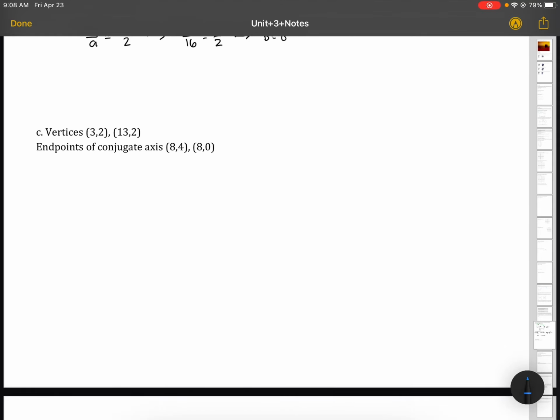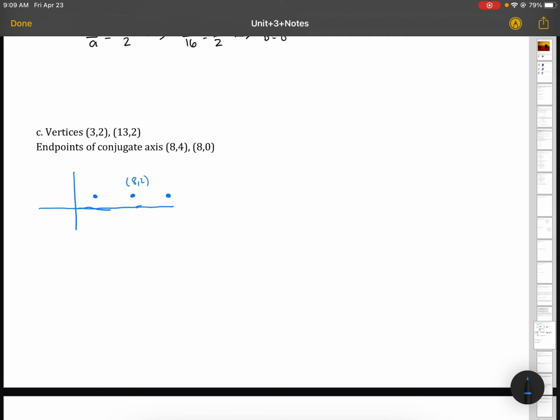So if our vertices are (3, 2) and (13, 2). So (3, 2), we'll say is like right here. And then (13, 2) way down the line is like right here. Cool. So again, the center is just the midpoint. So we can probably easily determine that the center is (8, 2) using the midpoint formula.